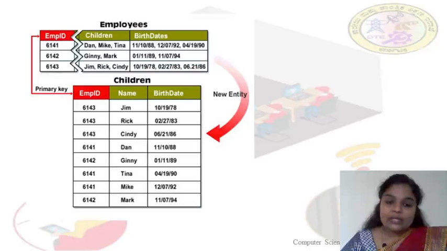So how to represent it? You decompose. You create multiple tuples, that is, multiple rows, and there you store the corresponding values. You store their corresponding date of birth and corresponding employee ID for each and every name of the children.